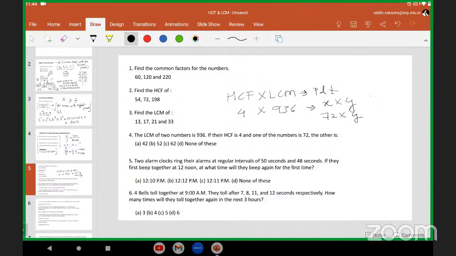Is everyone getting 52? 22. How is 22 possible? Let's solve this. So you have 936 into 4 is equal to 72 into your other number y. So can divide this number.